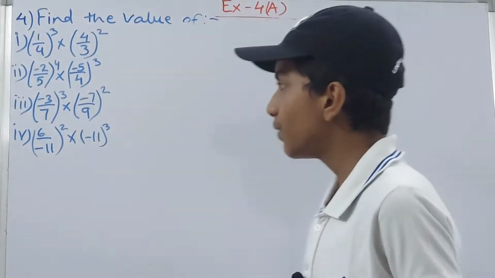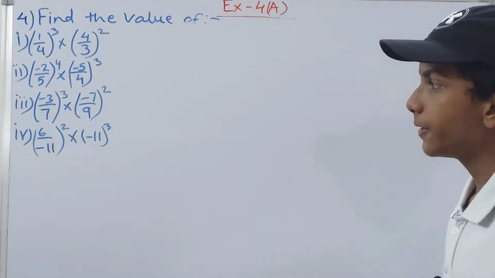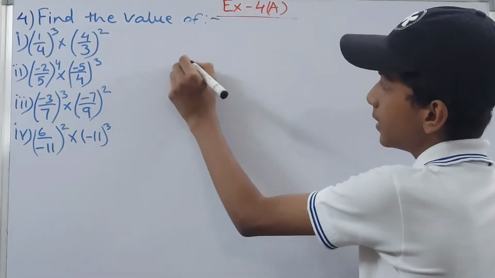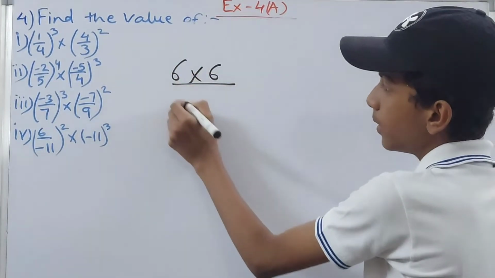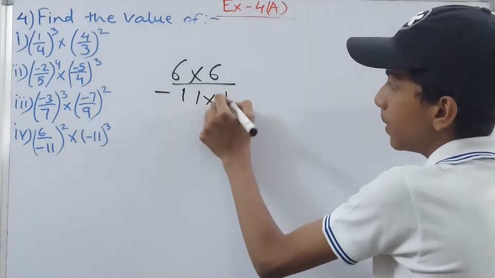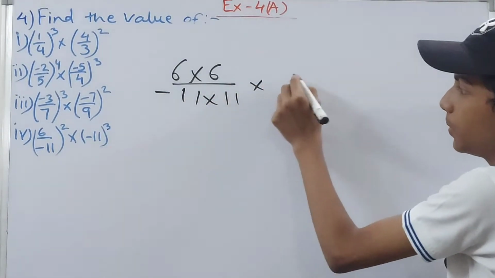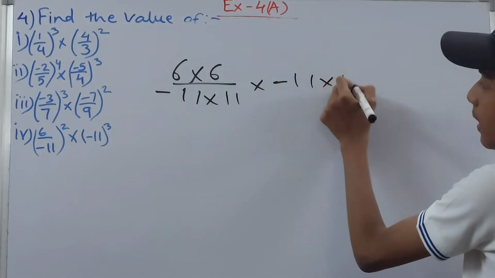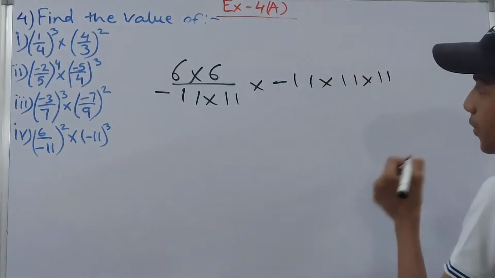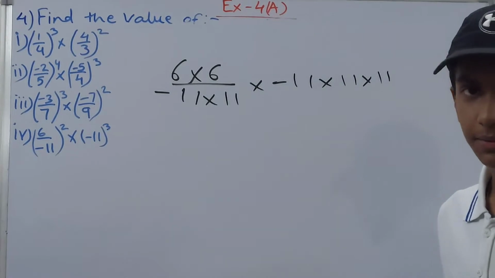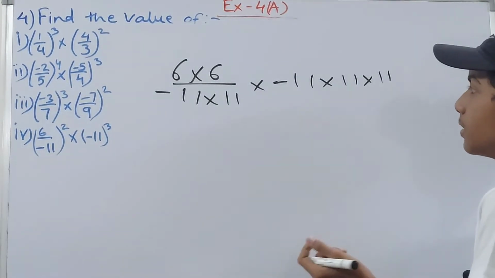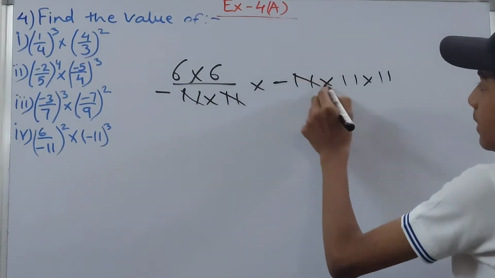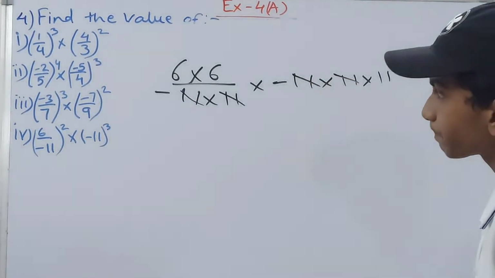Right? Then the next one is 6 upon minus 11 to the power 2 into minus 11 to the power 3, right? So we'll have here 6 into 6 upon minus 11 into 11, into, and then what will we have here? Minus 11 into 11, 3 times, right? So what I can do is cancel the 11s here, so multiplication becomes easier. So this 11 and this 11 I'll cancel, and this one I'll cancel.